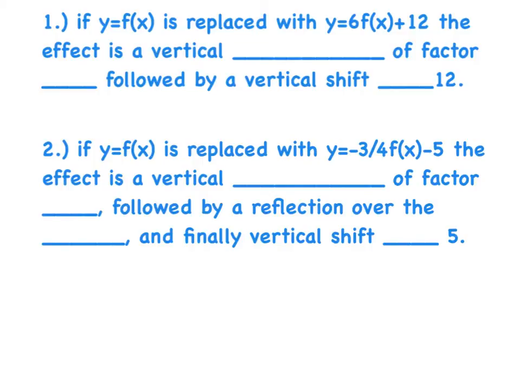Okay, now we're going to put multiple transformations on your plate and see if we can sort them out. And the order is going to be very important. So just think about, well, if f of x is replaced with y equals 6 times f of x plus 12, think about your order of operations and how you would evaluate this function. The first thing that would happen is we'd multiply f of x by 6, followed by adding the 12. So let's talk about the multiple of 6, then we'll talk about the 12.